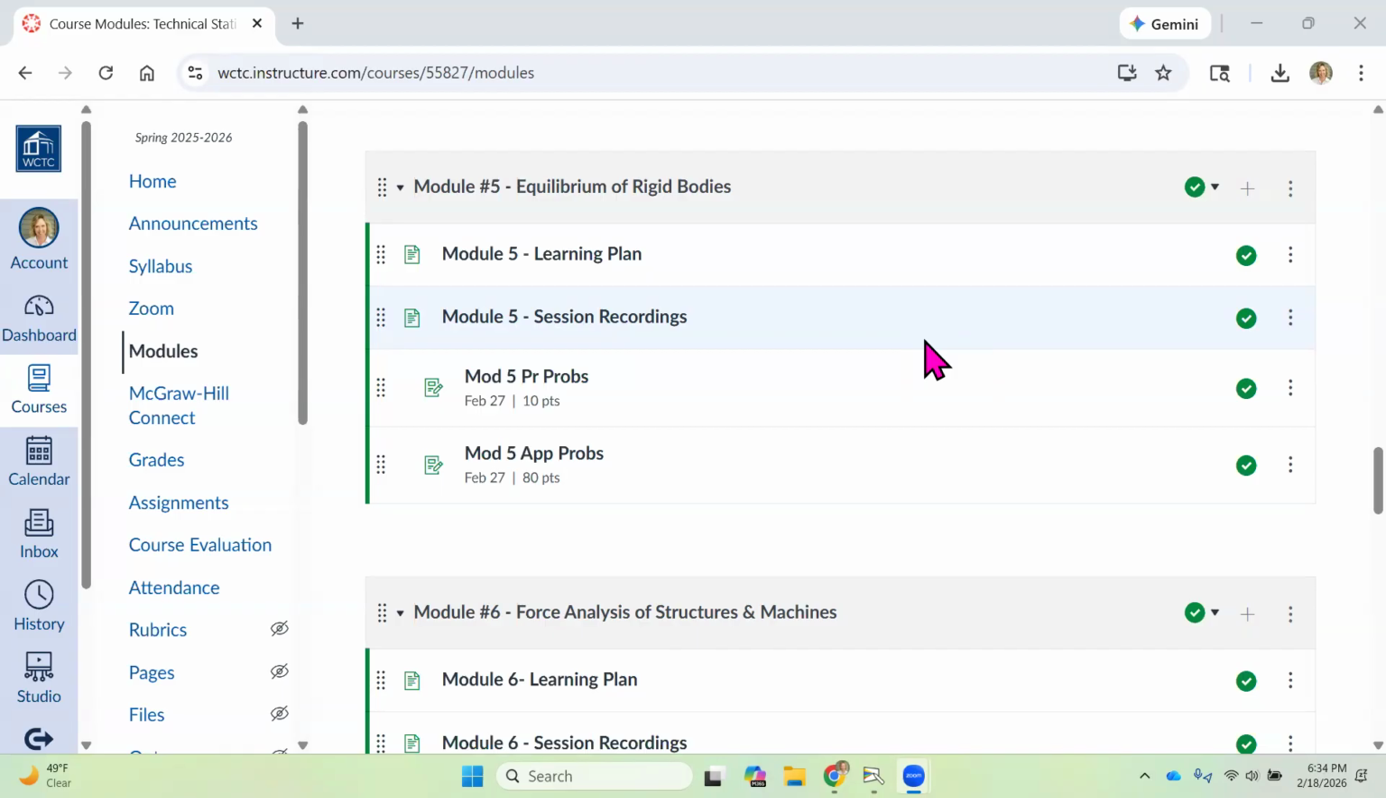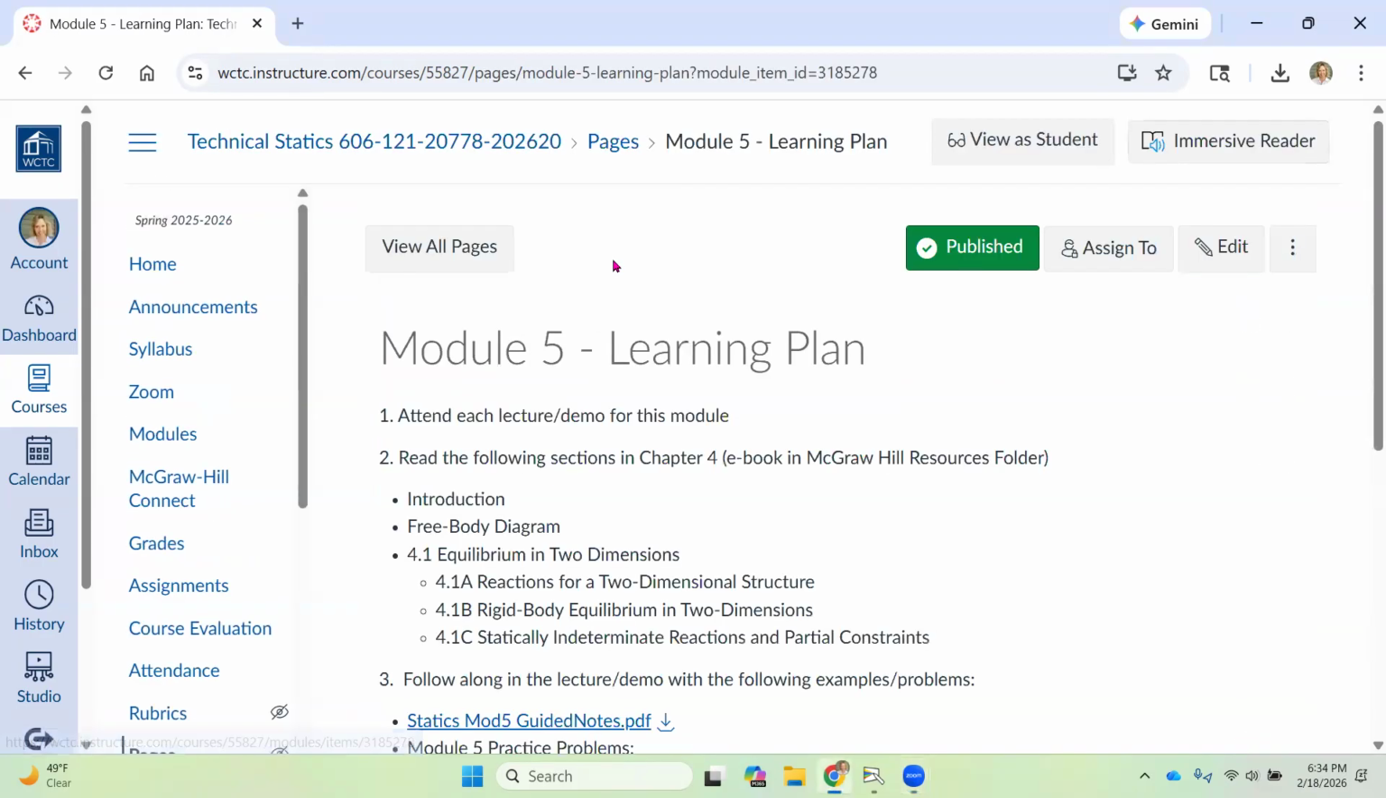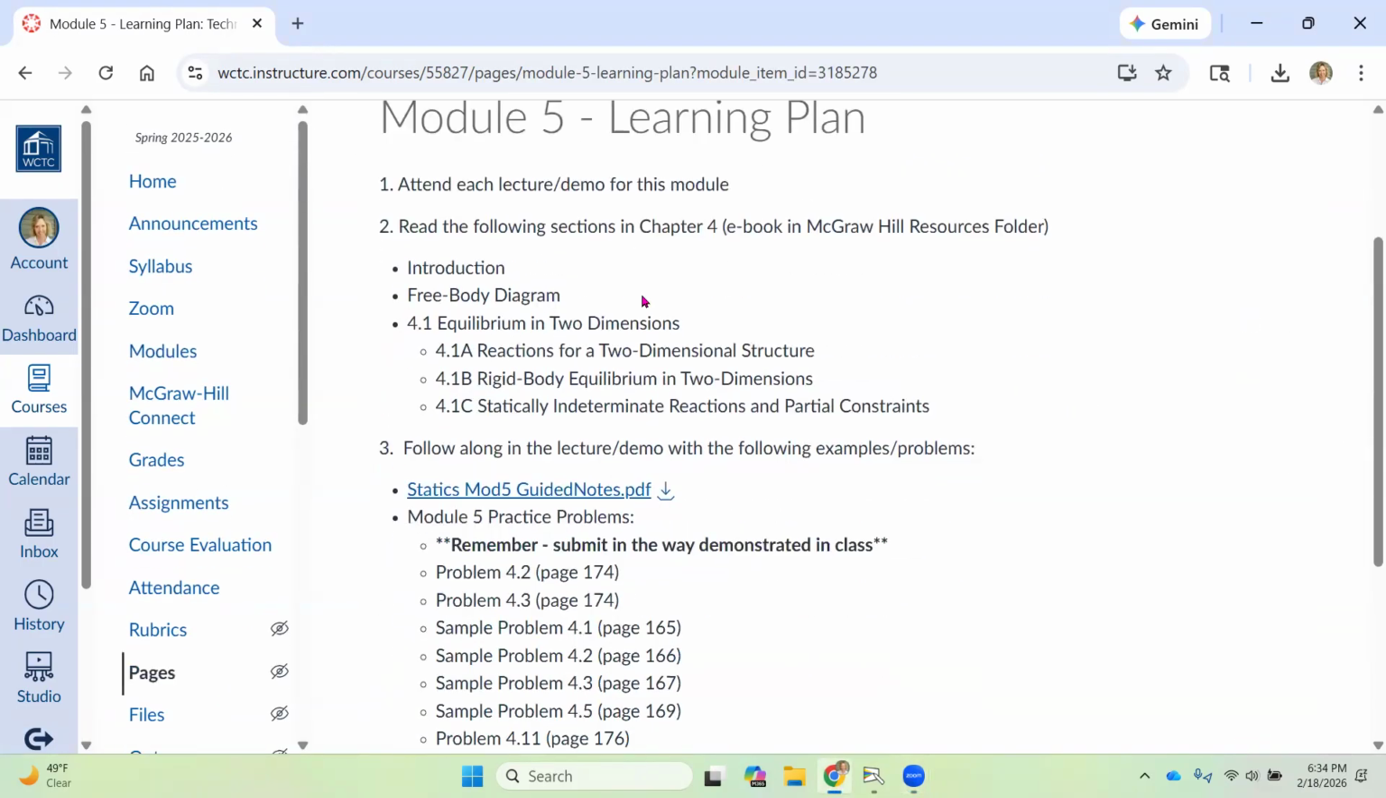Now what we're going to do is apply equilibrium to items that aren't necessarily concurrent force systems. They're going to be those parallel or non-parallel force systems that we started to work with in Module 4, but we're going to be taking it a step further. So if we look here at the learning plan, we're going to go back into our ebook and reference Chapter 4 in our McGraw ebook, okay?